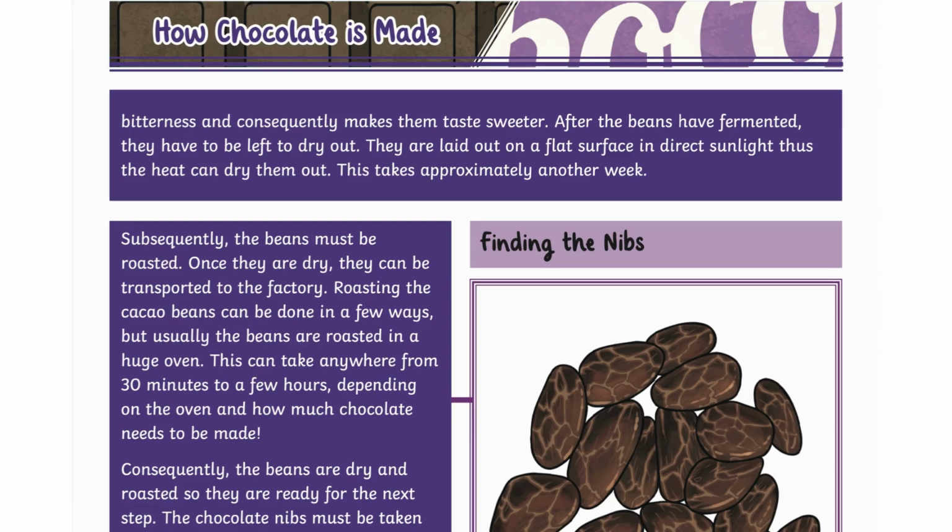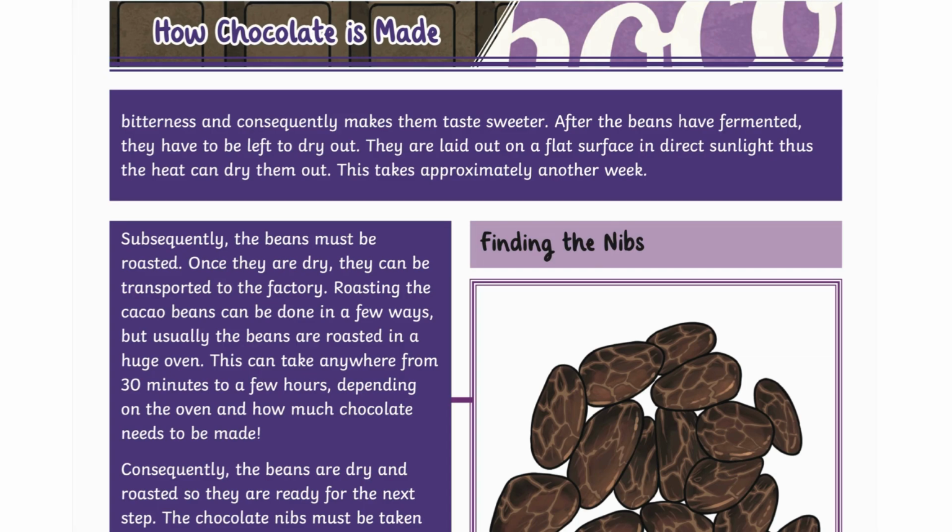After the beans have fermented, they have to be left to dry out. They are laid out on a flat surface in direct sunlight. Thus, the heat can dry them out. This takes approximately another week.